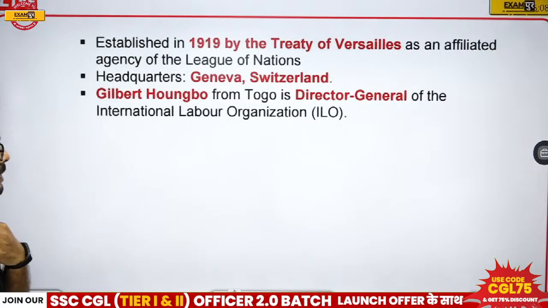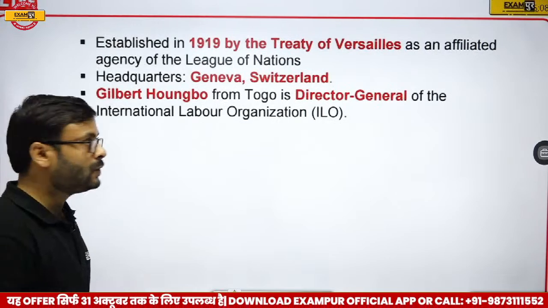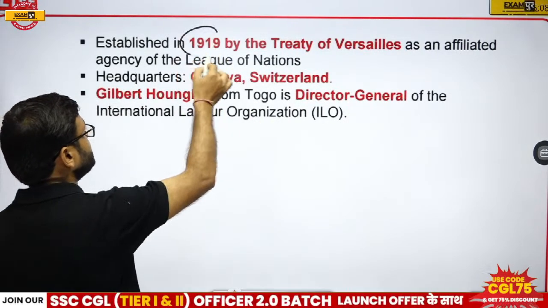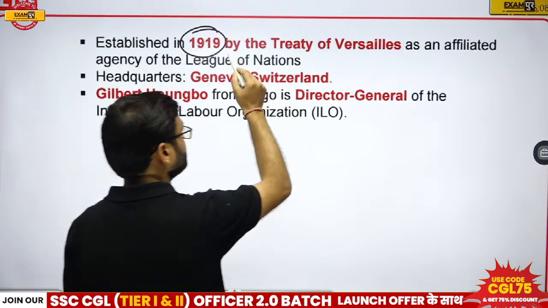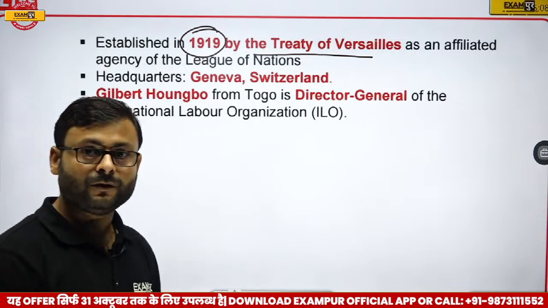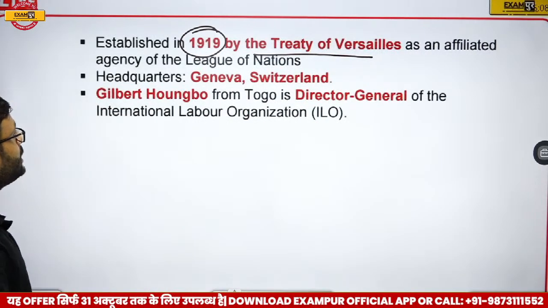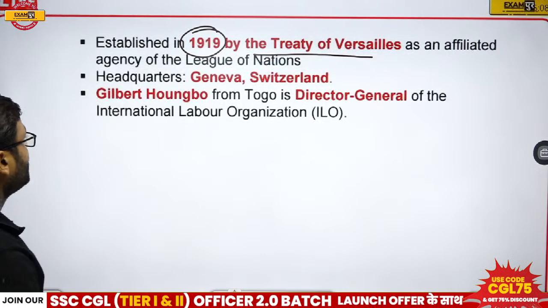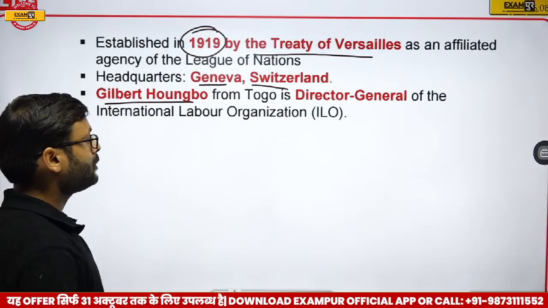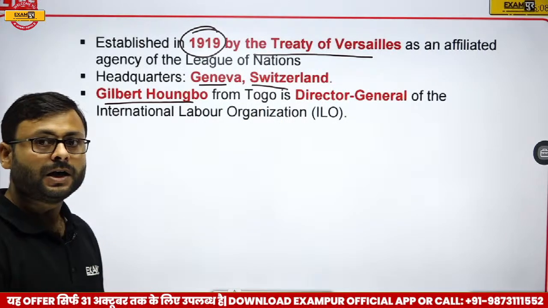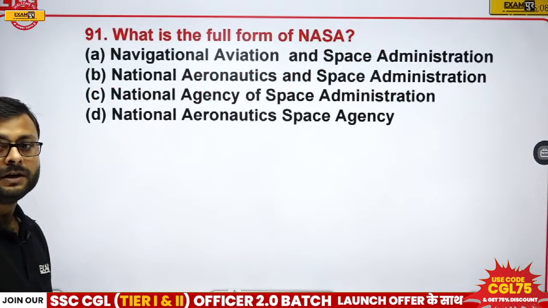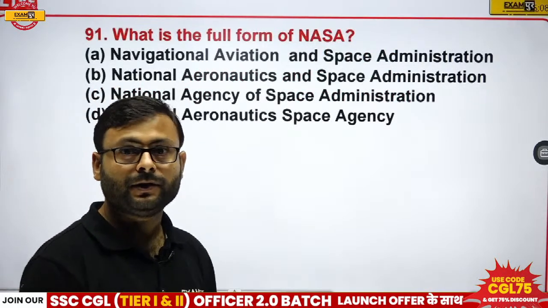There is an explanation of the ILO, as we have earlier discussed. It was established in 1919 by the Treaty of Versailles, which was signed after the First World War between Germany and America. It is headquartered in Geneva, Switzerland, and Gilbert Hongbo from Togo is the Director General of ILO. On 1st of May we celebrate International Labour Day.